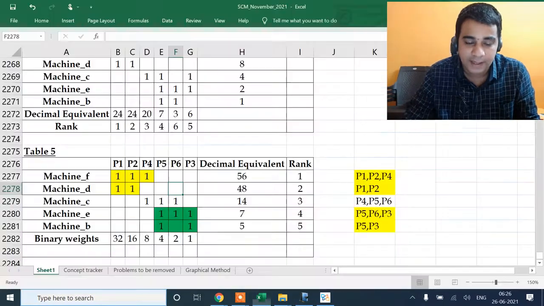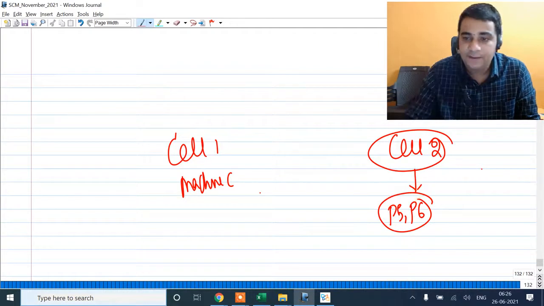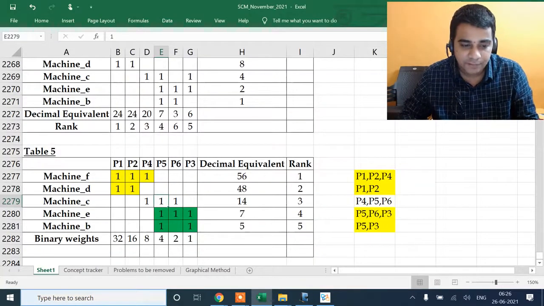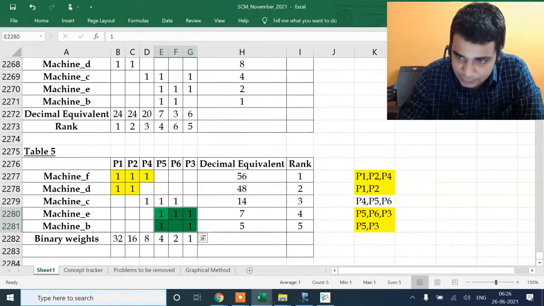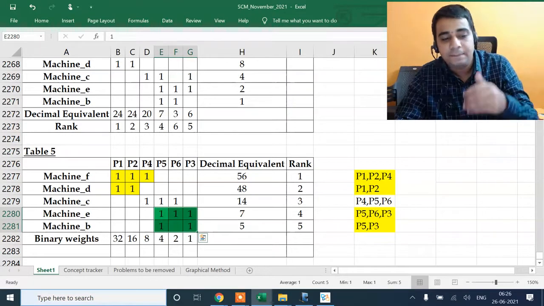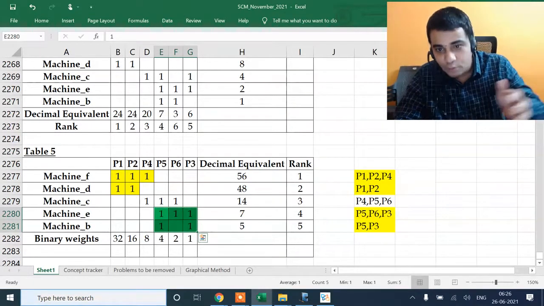What are the two parts? P5 and P6. P5 and P6, which is part of cell 2, you will be processing them in manufacturing cell 2, and say that P5 and P6 also need machine C, so please go to cell 1. You will have to have that movement of material.